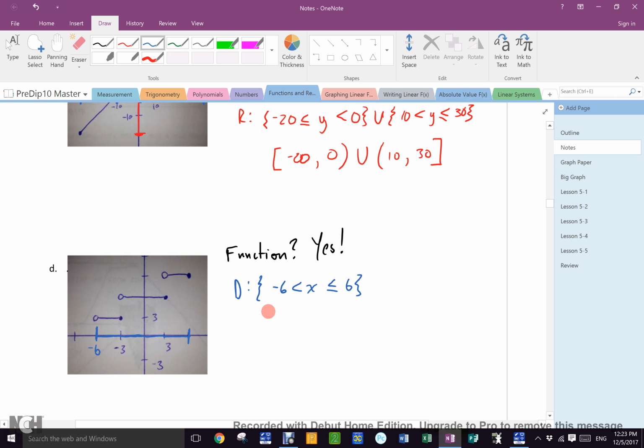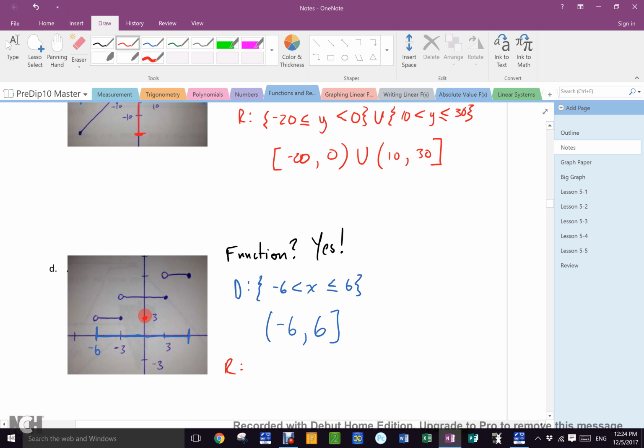Other one. Round bracket, negative 6, comma, 6, square bracket. Look at you. You're on fire. And range. Where do we look for range? The y-axis. Great. What is the range? What's the lowest y value I can find? Negative 3. No, 3. It was a dash and it kind of makes it look negative.